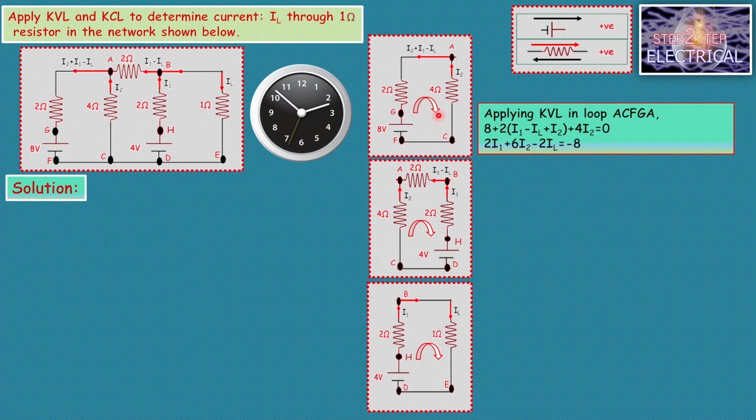So the potential drop across this 2 ohm resistor is 2 into I2 plus I1 minus IL. This is the total current we have already calculated here. The potential drop across this 4 ohm resistor is 4 into I2, because the current flowing through this 4 ohm resistor is I2. The direction of assumed current is anti-clockwise, and the direction of movement for writing KVL is clockwise. Again both directions are opposite, that's why it is positive. And this is our first equation.